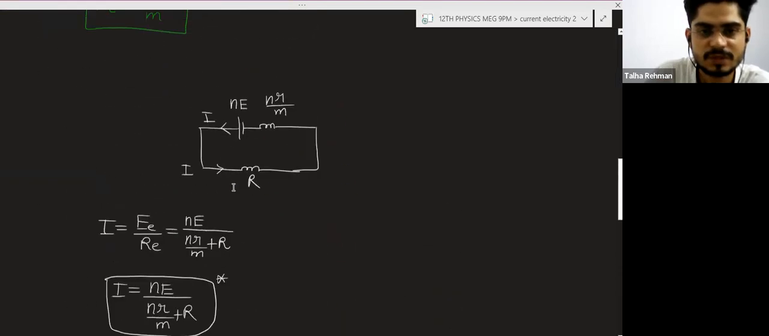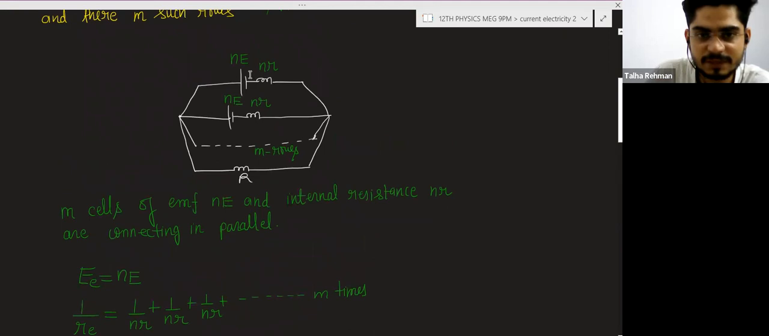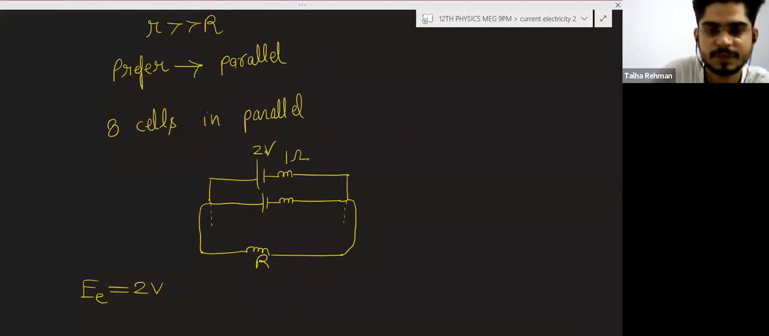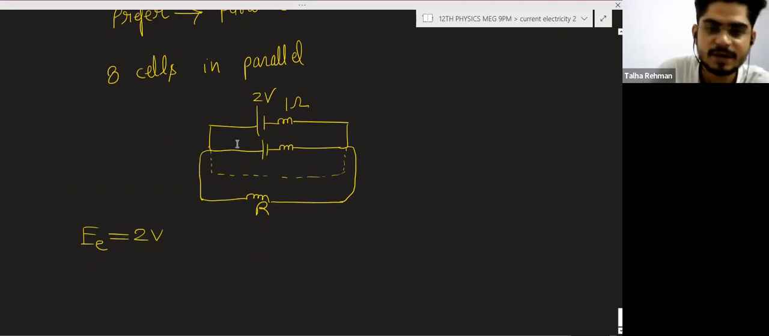See here now, you can see we have this combination. One cell is connected like this, second is connected like this, and the equivalent EMF is the EMF of the single cell. So 8 cells are connected in parallel, so equivalent EMF is 2 volt.